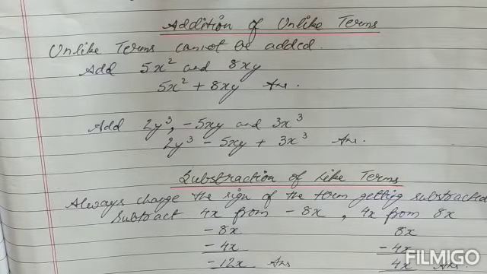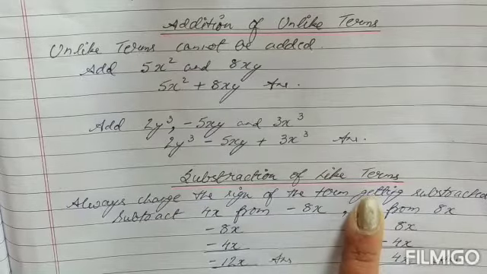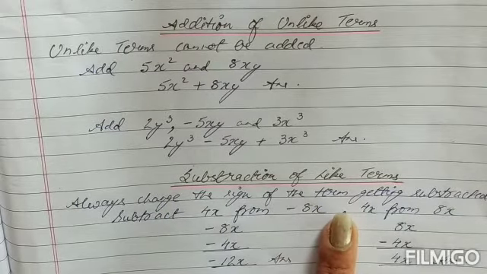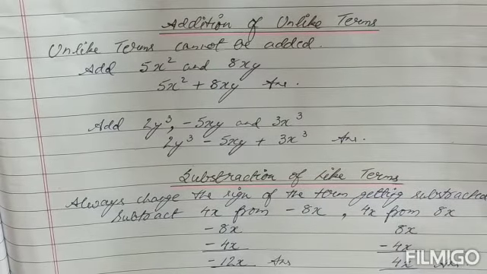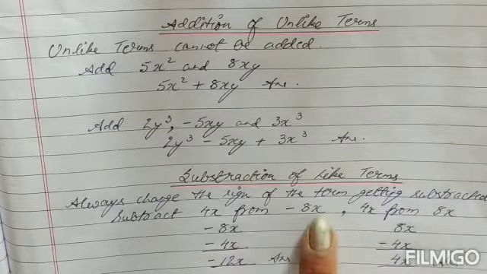Let's see now the subtraction of the like terms. Again we are going to subtract the like terms only, children, and if they are unlike terms, again they cannot be subtracted. Always change. Now this is a rule, children, that has to be kept in mind, and you need to learn that also and memorize that whenever the term is being subtracted, the sign of that term will change. That means if it is a plus, it will become minus, children, and if it is minus, the term will become plus.